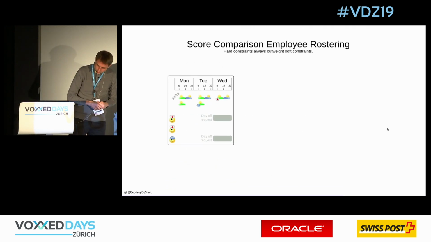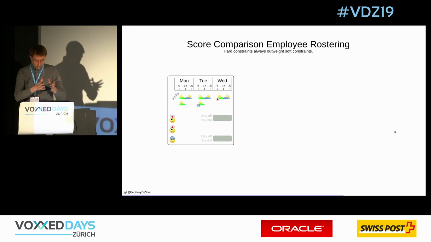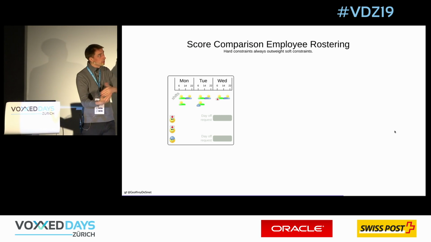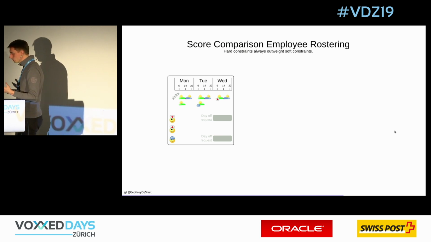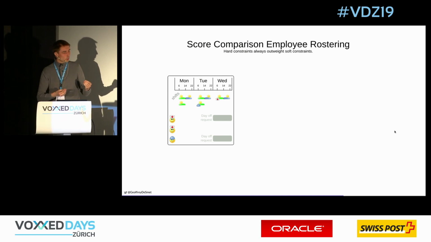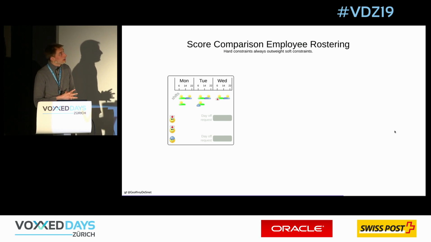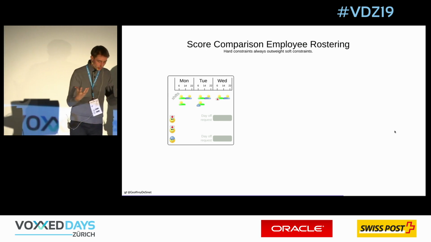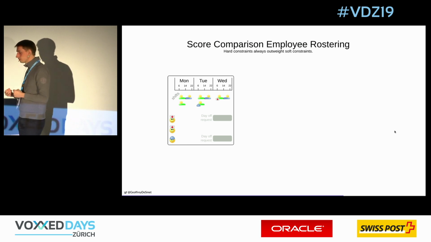Okay, so, score comparison. You have your model. OptaPlanner can figure out, okay, I'm going to put this employee in that shift and that employee in that shift. But how can OptaPlanner know what you want? What are your constraints? Well, when OptaPlanner looks at two solutions, it figures out the best solution by looking at the score of each solution, right? So let's see how that works.